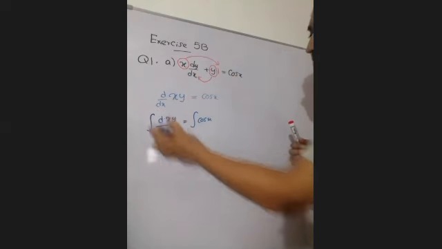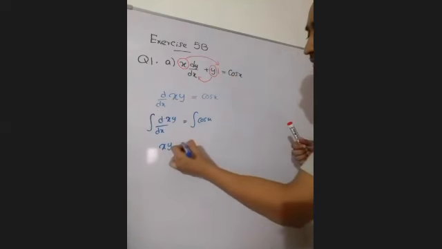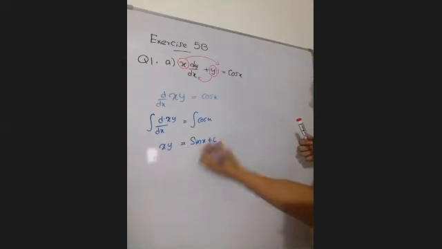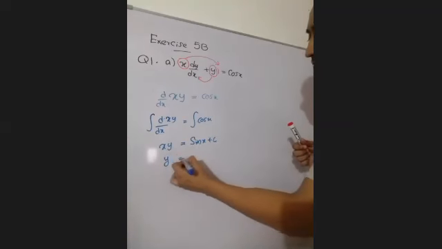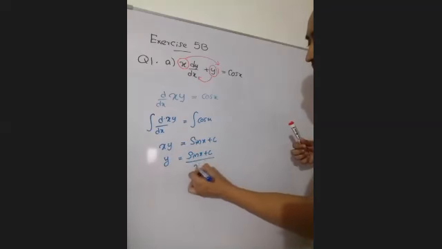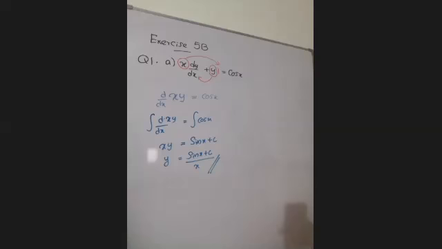So differentiation and integration get cancelled, and that turns out to xy is equals to the integration of cos x, which is sin x plus c. So with that you can say y equals sin x plus c over x. This is the final answer for question number 1, part A. But initially, that is a fact we have to understand when we are working out this kind of question. Then I will move up to part B.